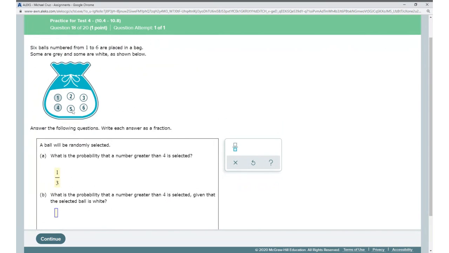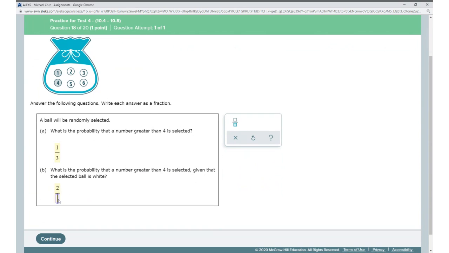Well, you know what? This isn't a trick question. How many are greater than 4? There's still 2 of them. But now there were only 4 to choose from, because we essentially took the 1 and that 4 out of the mix, and there were only 4 in the bag, and 2 of them were greater than 4. All right.